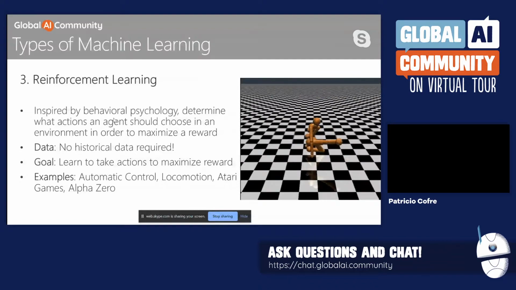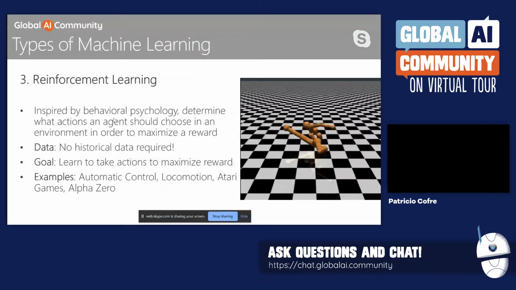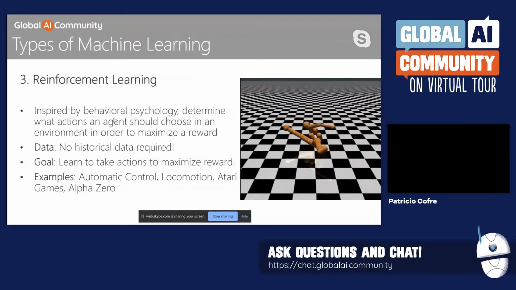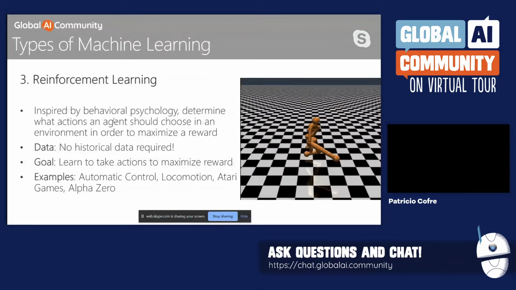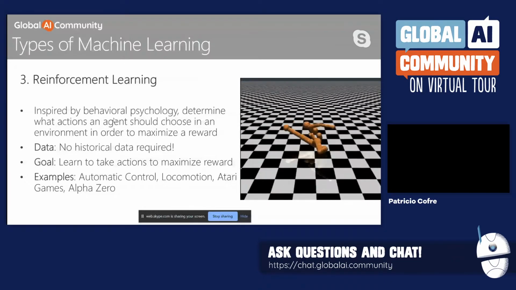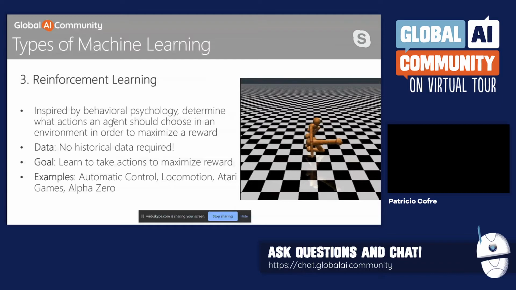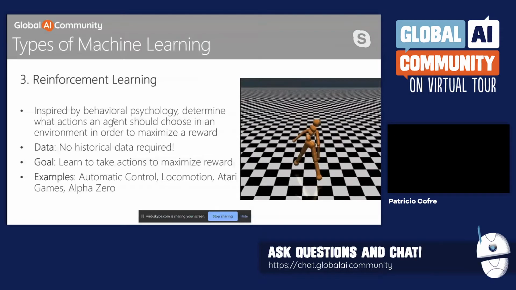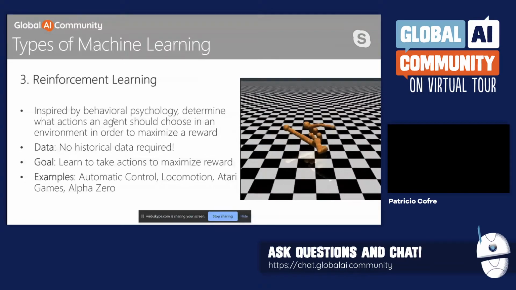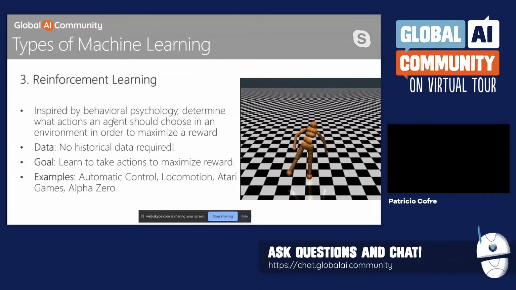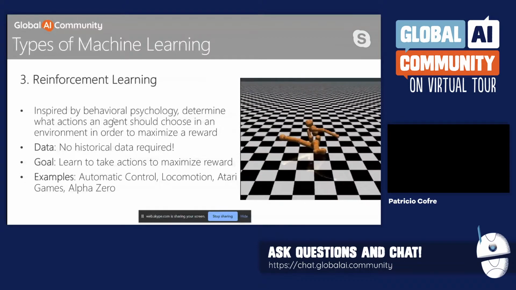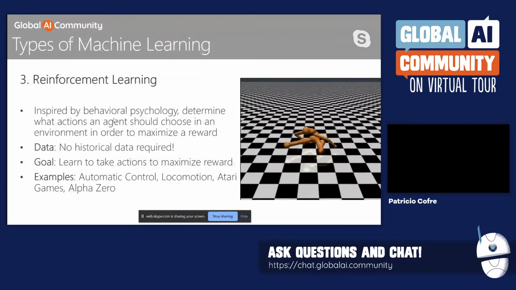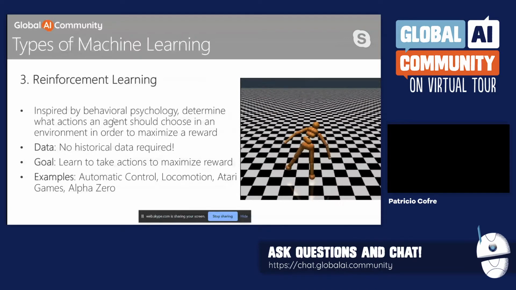So in terms of data, there's no historical data required. Everything can be explored, everything can be simulated from scratch. The goal is to learn to take actions that maximize a reward, and examples of this are automatic control, locomotion, all of the Atari games you have probably seen on videos, and obviously AlphaZero, the algorithm that DeepMind created to defeat the current human champion of the Go game.